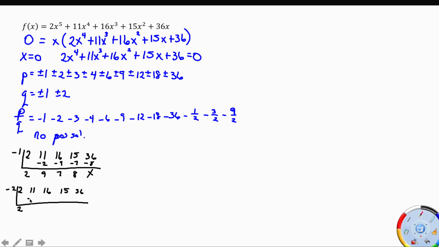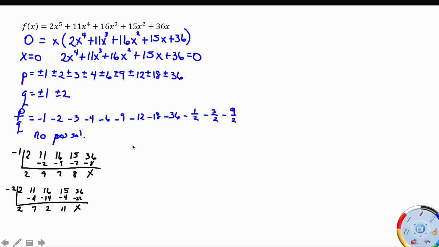-2 times 2 is -4. 11 minus 4 is 7. -2 times 7, -14. 16 minus 14, 2. -2 times 2, -4. 15 minus 4, 11. That's -22, so that's not 0.